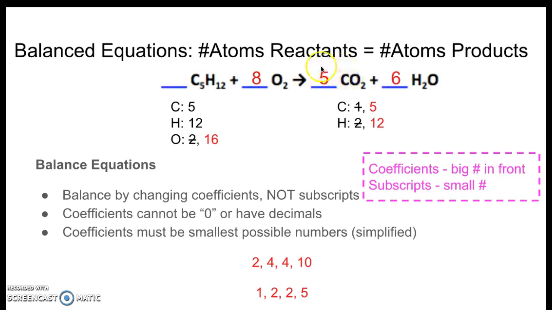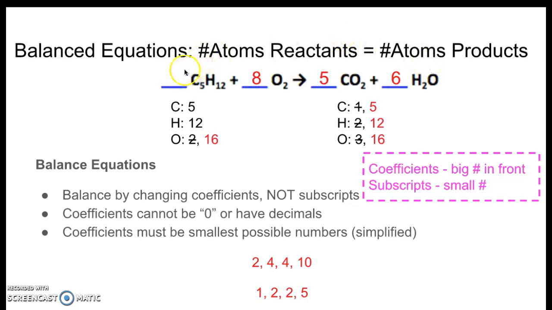So there are oxygens found in CO2, and since there are 5 CO2, we're going to get a total of 5 times 2, so 10 oxygens for this part. And over here for this part, we have 6 waters, so 6 times the 1 will give us 6. So 10 plus 6 will give us a total of 16 oxygens.